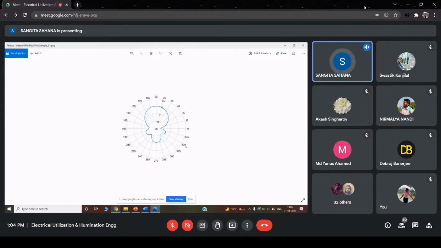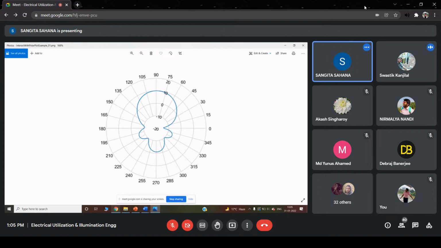You can see this figure, right? Yes, ma'am. Okay, so this is a circle. The circle represents the area just below the lamp, how the light will be distributed in the horizontal plane. So this 0 means just below the lamp. Then if you move in the anti-clockwise direction, it will be 0, 15, 30, 45, 60, 90.